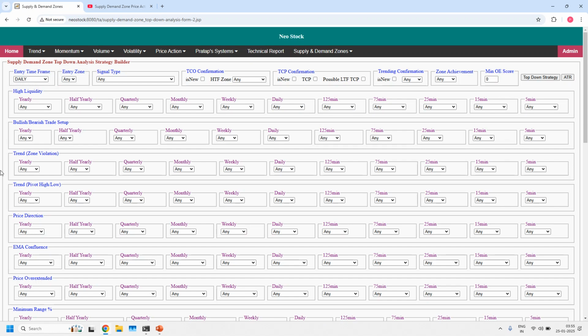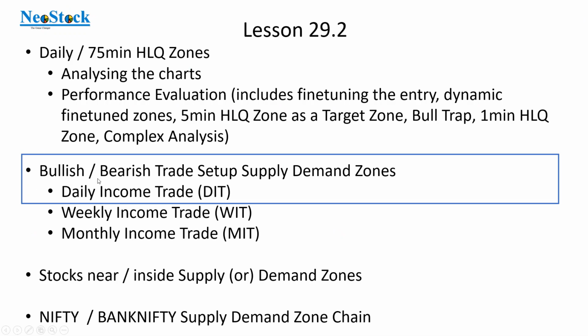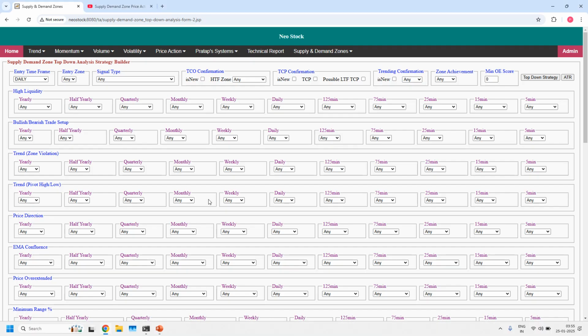First, I will generate a bullish trade setup for daily income trade, because currently we are focusing on bullish and bearish trade setups for daily income trade. You already learned in your phase 2 training program that in daily income trade, the higher time frame is daily, the intermediate time frame is 75 minutes, and the lower time frame, that is the entry time frame, is 15 minutes. I hope you all remember those concepts. That is why I am selecting 15 minutes as the entry time frame.